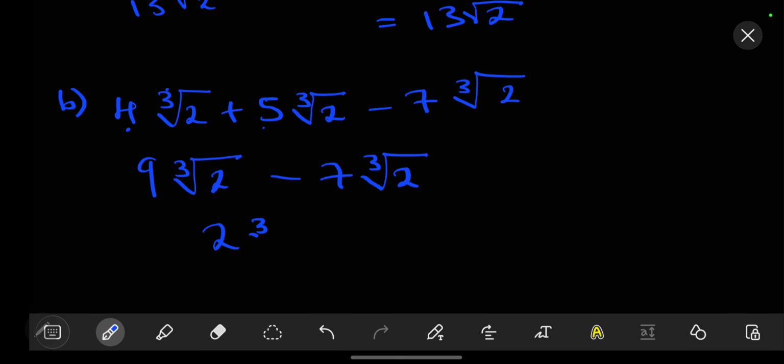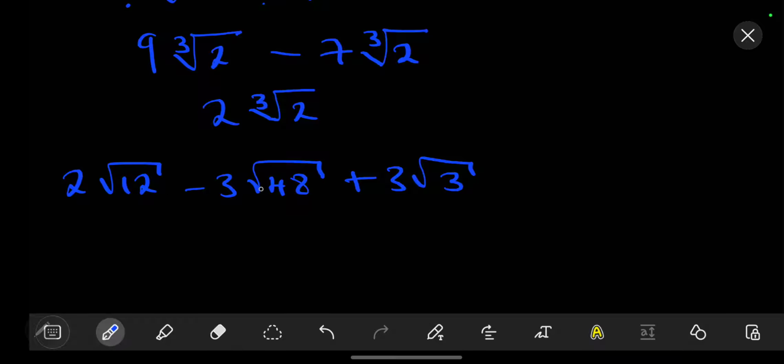Let's try now. Let's say we have this problem. So what are we going to do? Same approach. Now the problem here is what is in the brackets is different. So what are we going to do? We are simply going to make sure that the least radical that we have, the third one, is the square root of 3. So we must express 48 and 12 in terms of square root of 3.